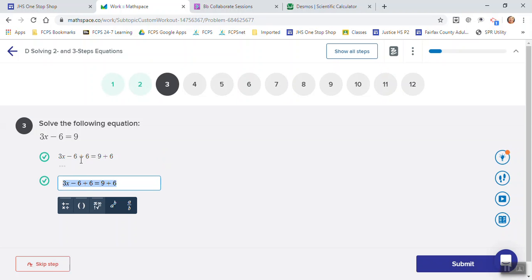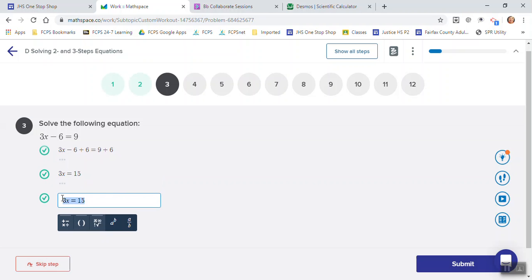When you add 6, on the left side minus 6 plus 6 equals 0, right? That means you only have 3x, and then 9 plus 6 is 15, right? So that is the second step. Now you solve for x. You have 3x equals 15. You need to solve for x by dividing by 3, right? And then you do the same thing for both sides. So when you divide by 3, on the left side you have the variable x only. That is the purpose, because you want to solve for x here.